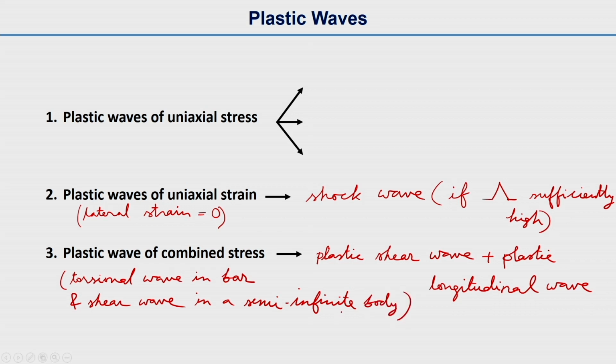So, first we will talk about uniaxial stress, where the lateral dimension is very small. That means, suppose we are talking about a bar, the bar radius is very small, you can write that the bar or wire diameter is small.